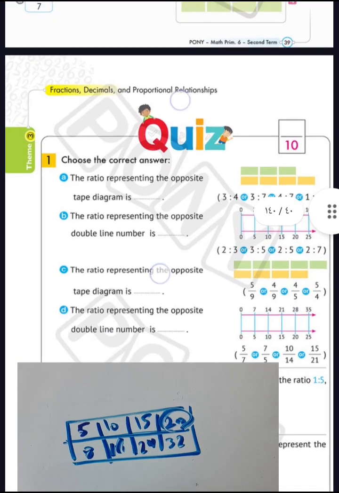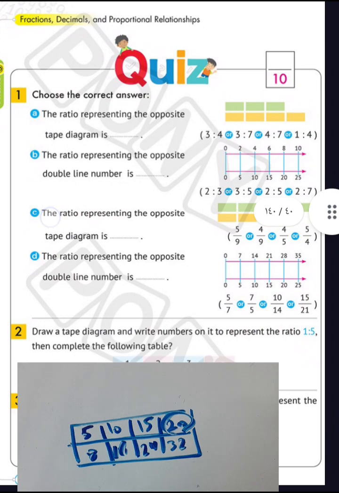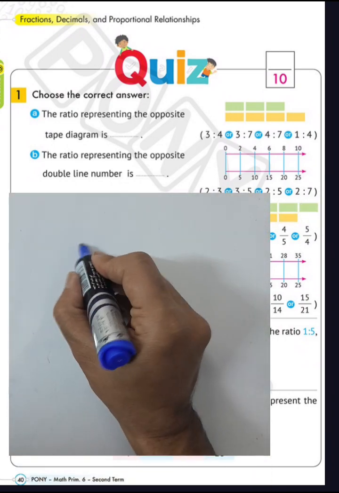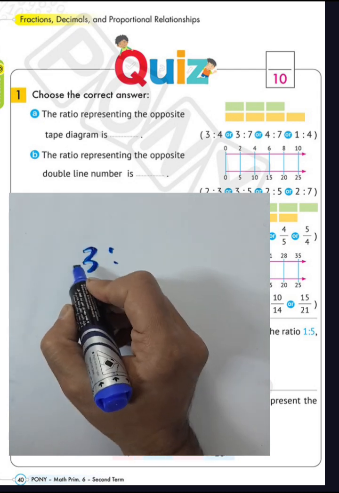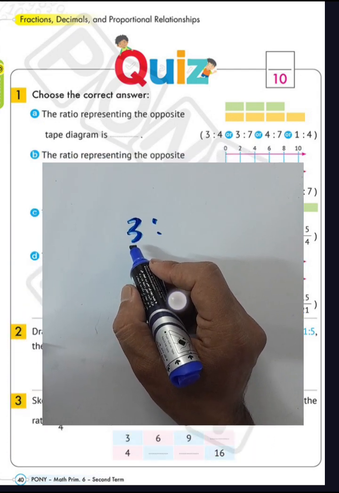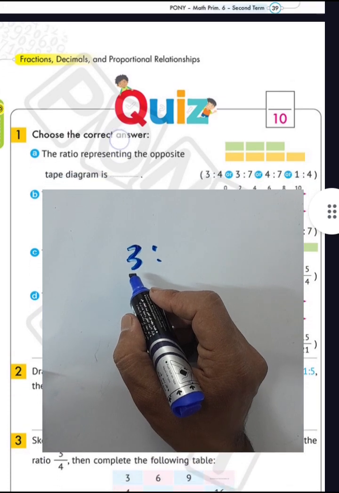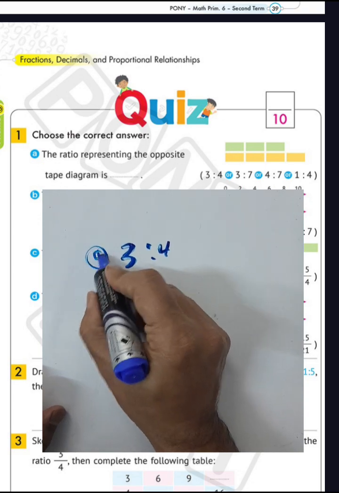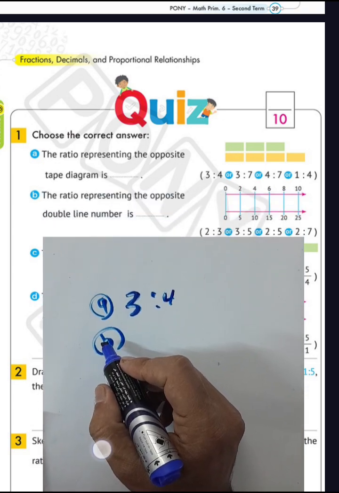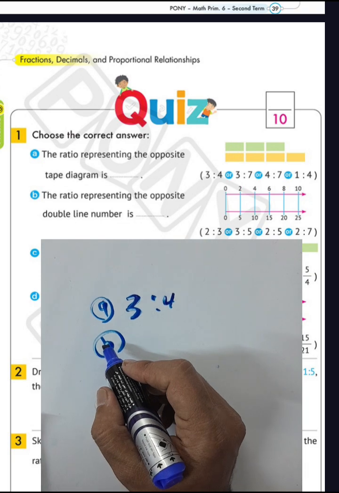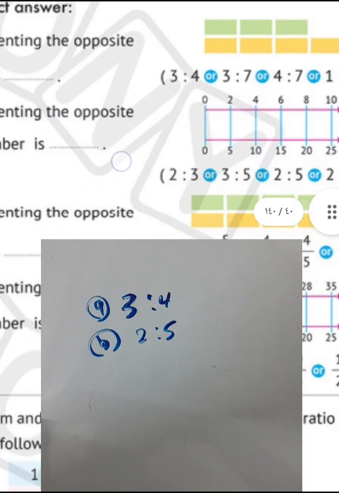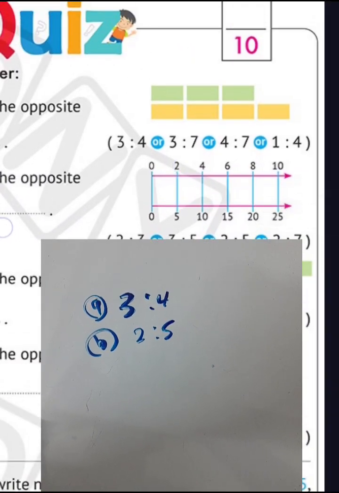We have a quiz here. The ratio corresponding to the representation opposite. How many models here? 3 over what? How many? 1, 2, 3, 4. Then the ratio will be 3 to 4. It's very easy. Okay, question letter B: the ratio represented here is 2 to 5. It's a very easy question. Look at the beginning here, 2 and 5 in the ratio 2 to 5.